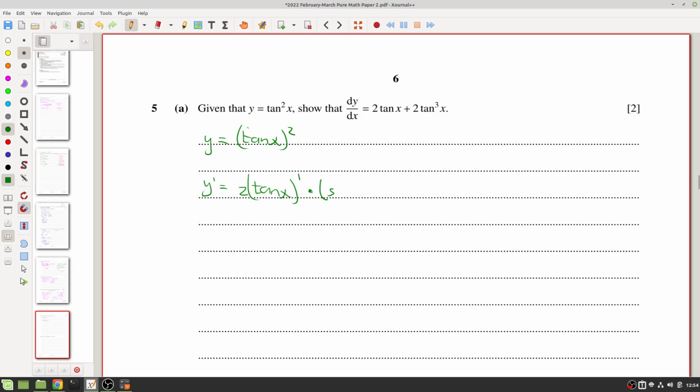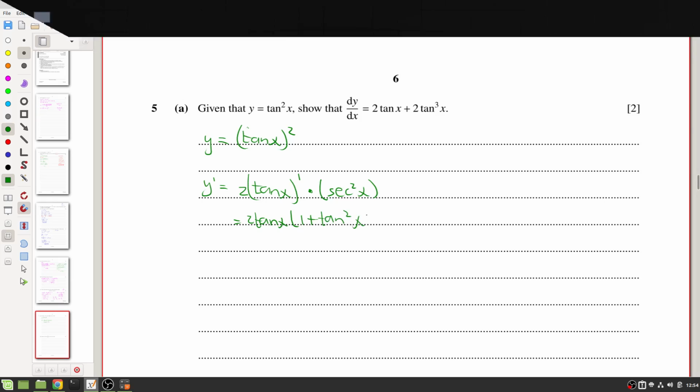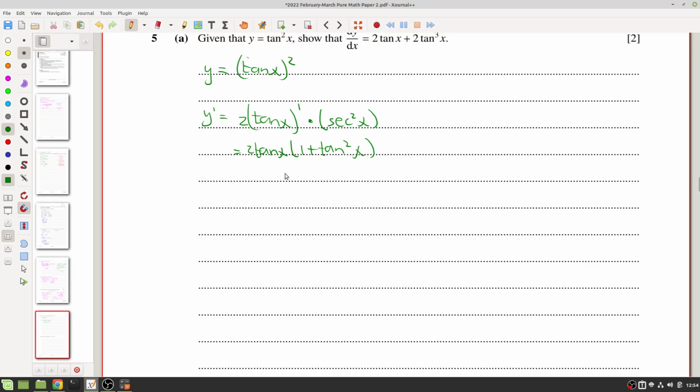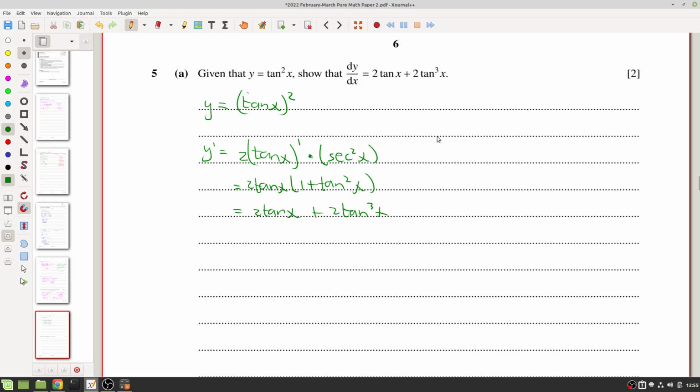So differentiating tan x gives us sec squared x. Let me just rewrite this as 2 tan x, and then sec squared x is the same as 1 plus tan squared x. Another identity that's useful to know, 1 plus tan squared x. Multiplying that in, 2 tan x times 1 is 2 tan x, and then 2 tan x times tan squared x is 2 tan cubed x. And there we have it. That is what we want. Success.